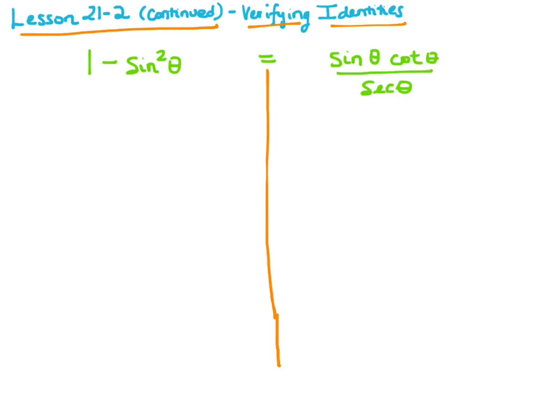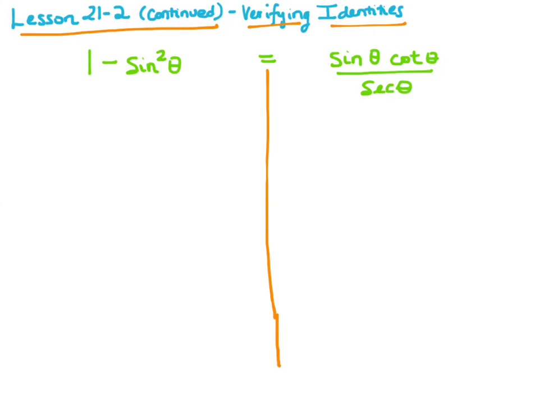Here in this first example, I've got 1 minus sine squared is equal to sine theta times cotangent theta over secant theta. So what we want to do is work on both sides until we get them looking the same, until they match. I'm going to start over here on the left. I see 1 minus sine squared. Remember, whenever we see ones or squareds, we should try our Pythagorean identities.